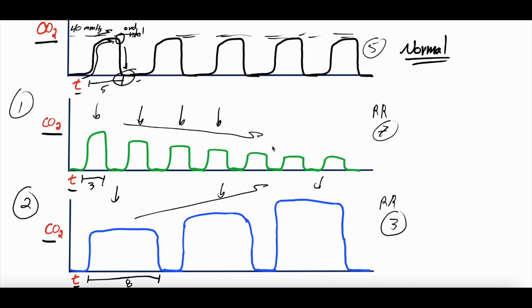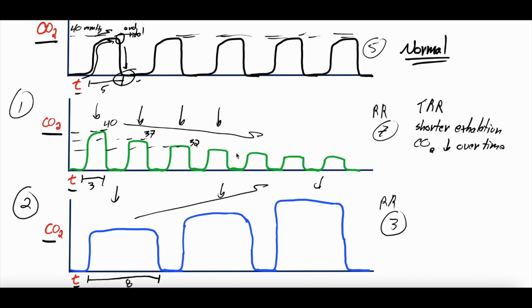So if I were to categorize this tracing, we'd say it's got an increased respiratory rate, okay, a shorter exhalation time, and the CO2 decreases over time, right? Because that's what the peak is. The peak here, each one of these is the end tidal CO2. So we're just making things up. This one's 40, then this one's 37, then this one's 32, maybe this one's 29, 25, etc., etc. So the end tidal is decreasing.